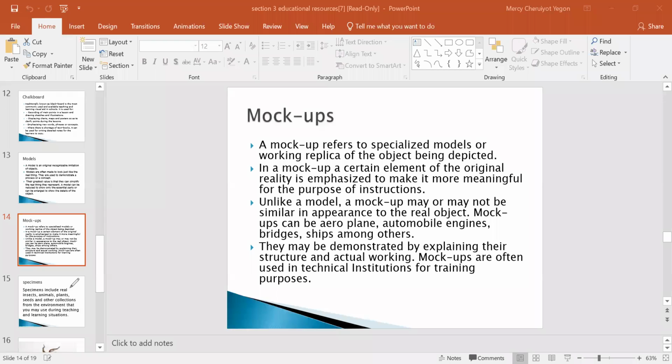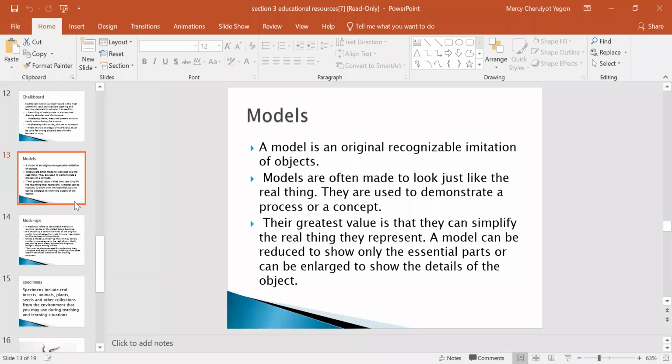Okay, let us talk about the next one, which is specimens. Madam Mercy. Yes. I think there is a slide that you jumped to, slide 13. Models. Yeah, but you can just finish with this other one, then you get there. Thank you for that reminder. Somebody interfered with my work.